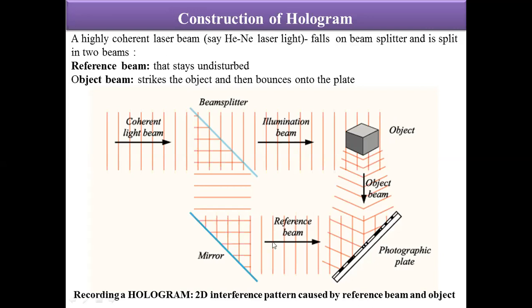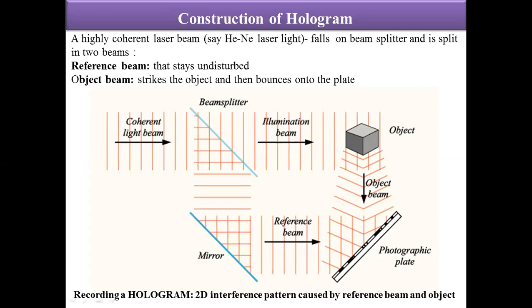Both the object beam and the reference beam fall on a photographic plate. So recording a hologram is simply a two-dimensional interference pattern caused by the reference beam and the object beam. Here on this photographic plate, you will get a two-dimensional interference pattern.